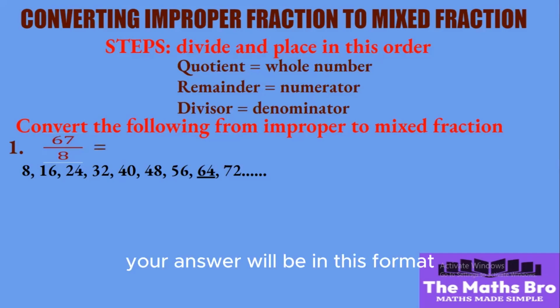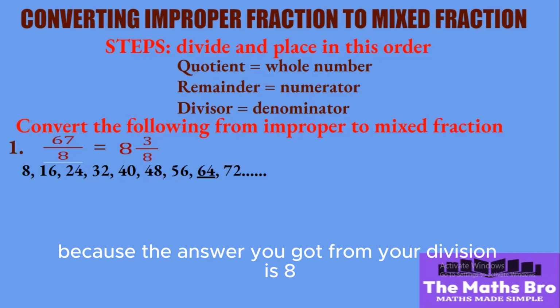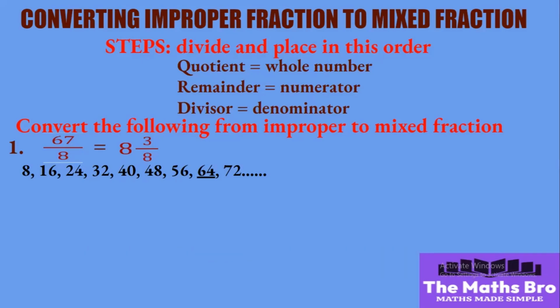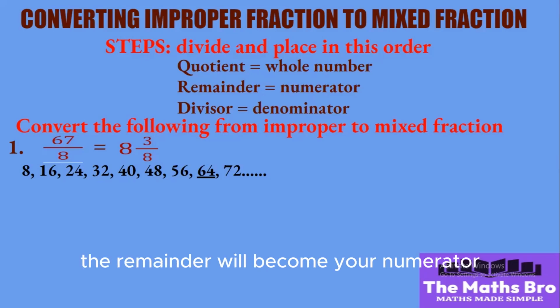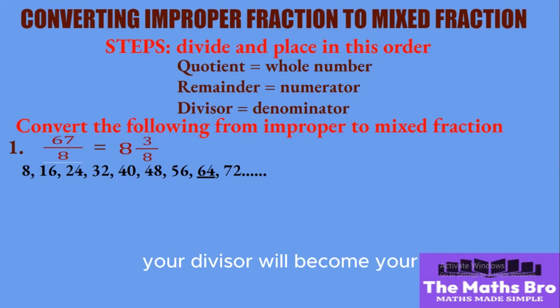So at the end, your answer will be in this format. 8 whole number, because the answer you got from your division is 8. 3, because your remainder was 3, all over 8, because your divisor was 8. So, like I said, your quotient, which is your answer, will become your whole number. The remainder will become your numerator. And the divisor will become your denominator.